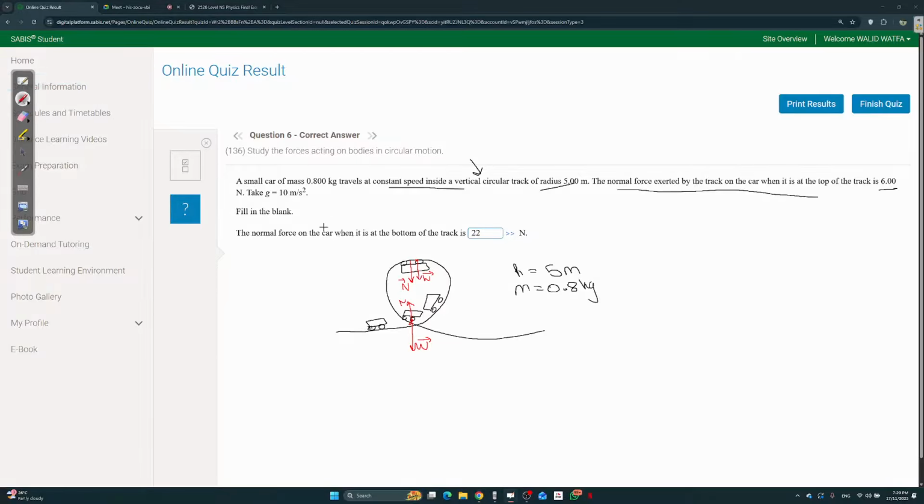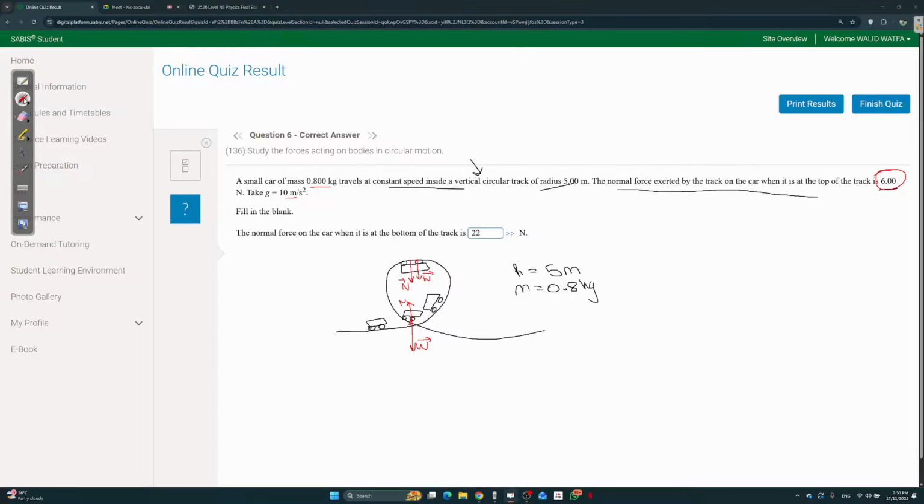The rule is simply that the normal force at the bottom equals the normal force at the top plus 2 times the weight. This works every time. So the normal force at the top they give it to us at 6, and then the weight is mg, so 0.8 times 10, which is 8, and times 2 because that's the rule, and you get 16 plus 6, which is 22. This works. Now I want to give you some backstory behind it, why I get that.